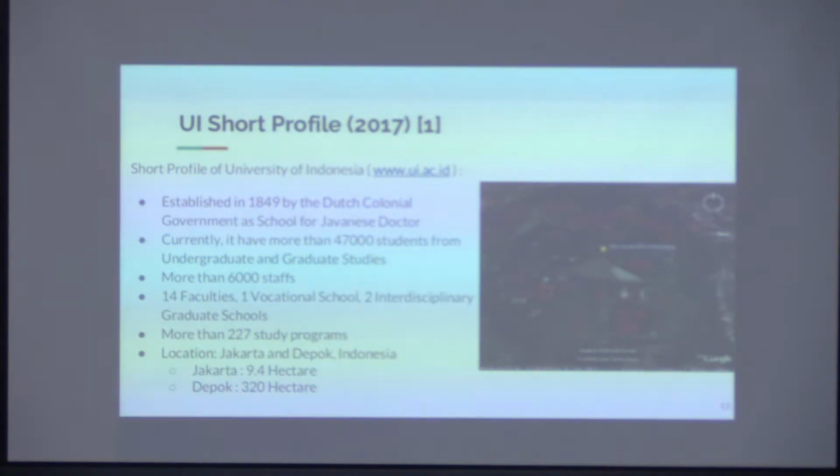We also have more than 6,000 staff at the faculties, at the university administration, and IT departments. We have 14 faculties, 1 vocational school and 2 international graduate schools. Then we have more than 227 study programs. We are in Depok and Jakarta. The Jakarta campus is 9.4 hectares in central Jakarta called Salemba. And in Depok, this is the largest campus, 320 hectares.